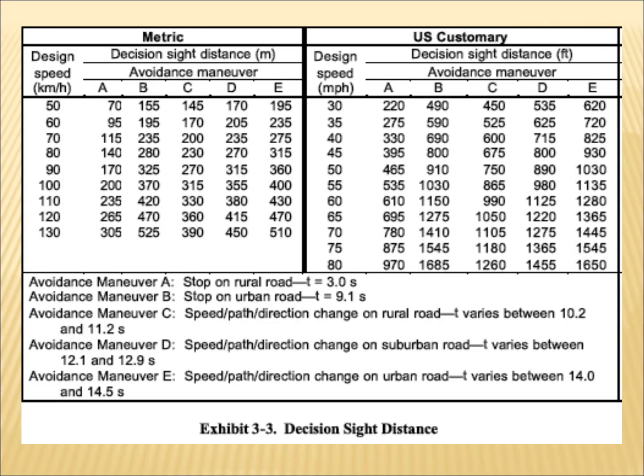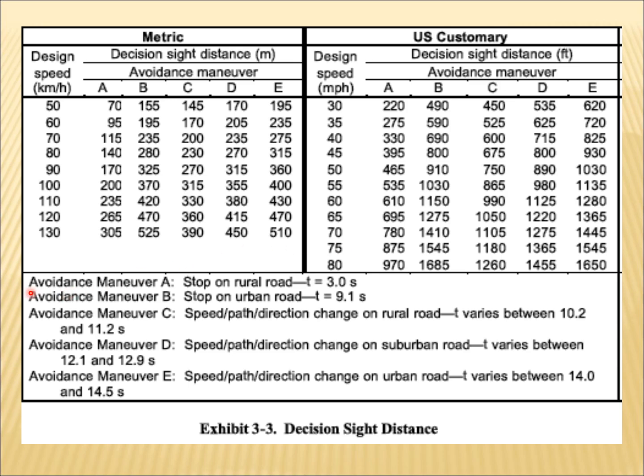If we look at this table, for different speeds in kilometer per hour, and for different avoidance maneuvers A, B, C, D and E, the decision sight distances have been calculated in meters. On the right side of this table, you can see the speed is in miles per hour, and for the avoidance maneuvers A, B, C, D and E, we have the decision sight distance in feet.